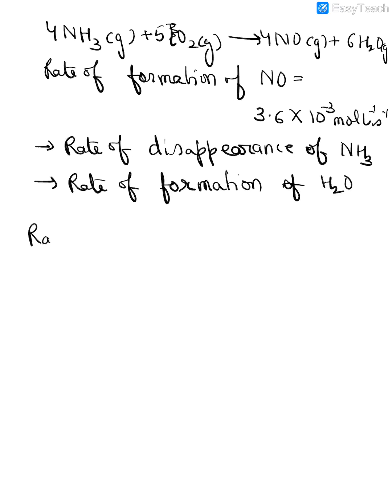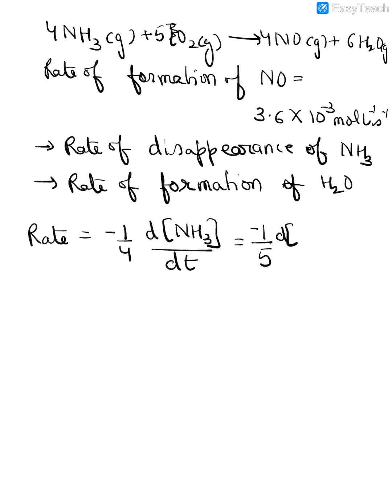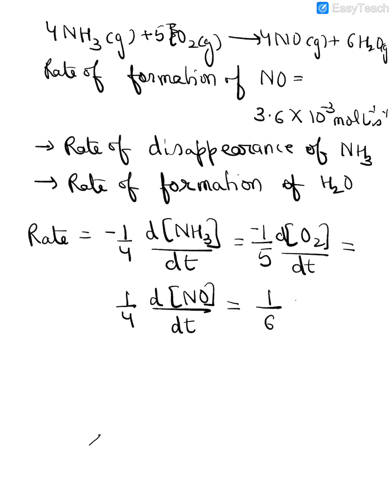Now we are aware the rate of the reaction can be expressed in terms of reactants as well as products. So if we are writing in terms of reactant, it will be minus 1 by 4 d[NH3] by dt, equal to 1 by 4 d[NO] by dt, equal to 1 by 6 d[H2O] by dt.